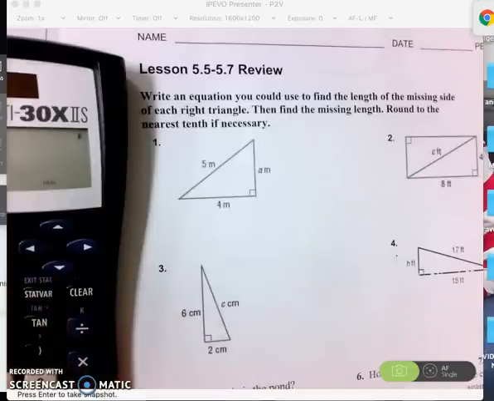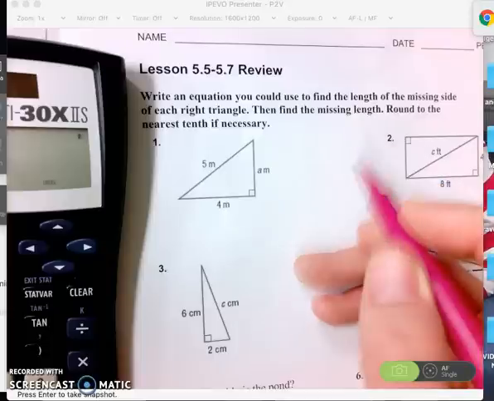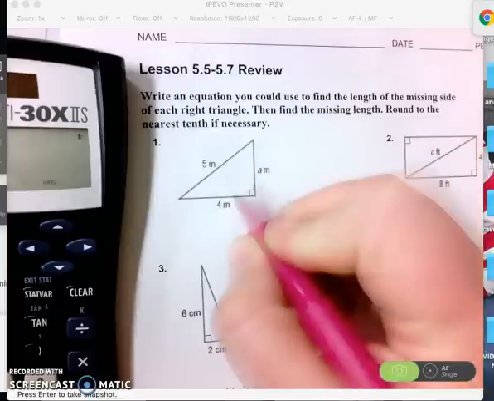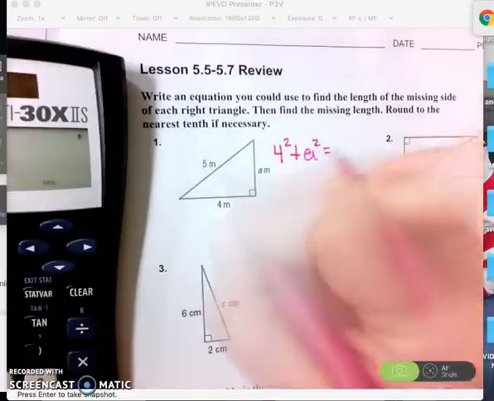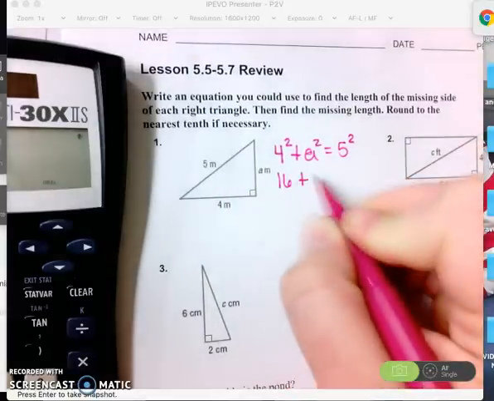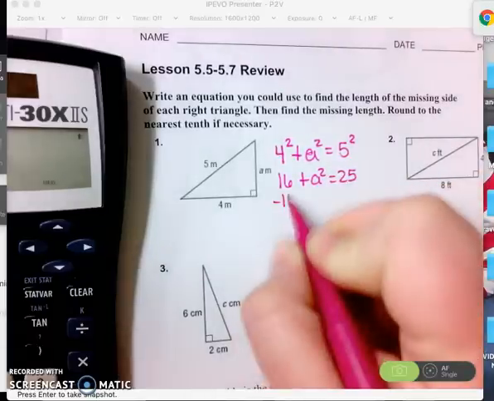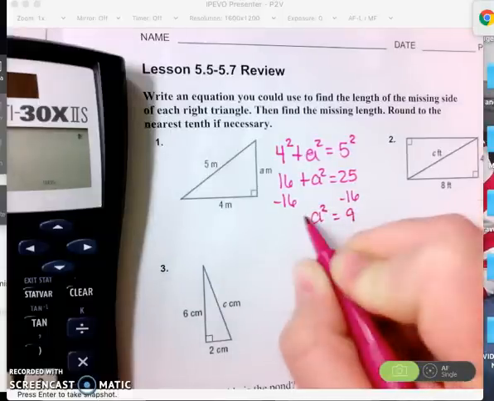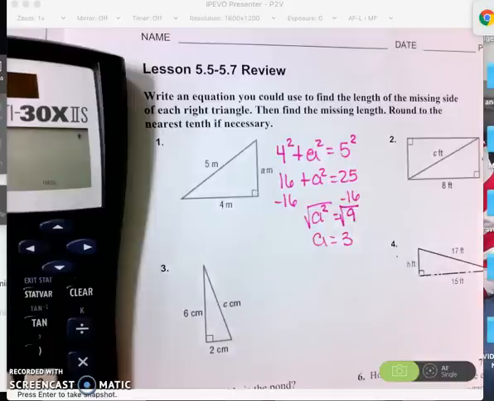Alright, so write an equation that you could use to find the length of the missing side of the right triangle, then find the missing length and round to the nearest tenth if necessary. So here, these two are our legs, so we have 4 squared plus a squared equals 5 squared. We have 16 plus a squared equals 25. We're going to subtract that 16 from both sides. So we have a squared equals 9. Find the square root of both sides, so a equals 3. No need to round that one.